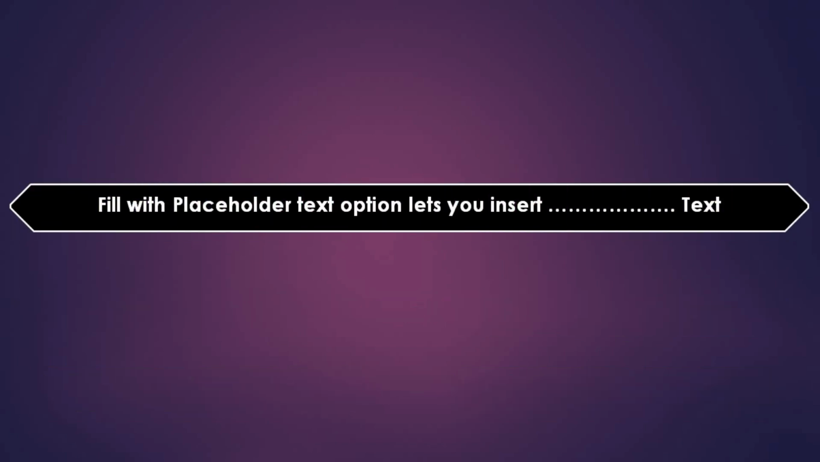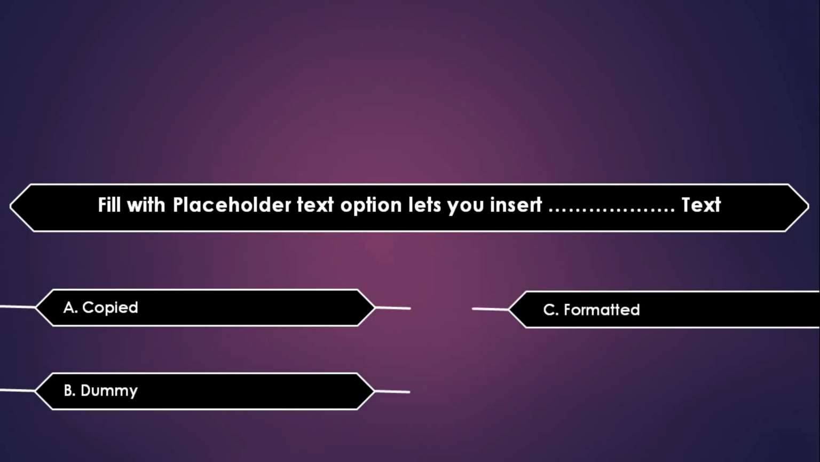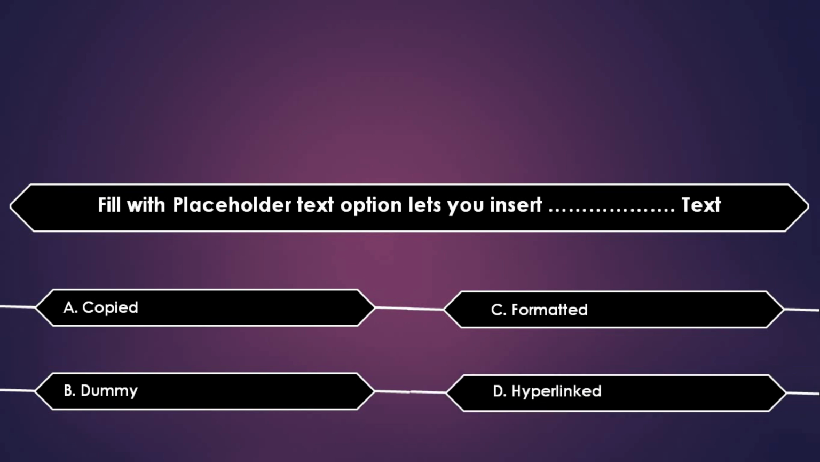Fill with placeholder text option lets you insert dash text. A. Copied. B. Dummy. C. Formatted. D. Hyperlinked. The right option is dummy. Fill with placeholder text option lets you insert dummy text.